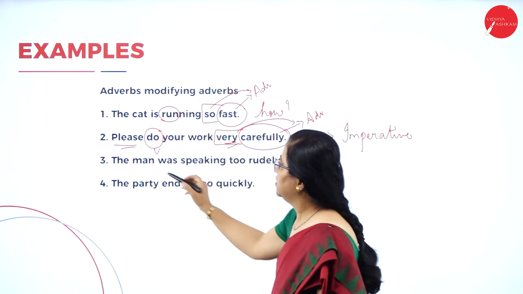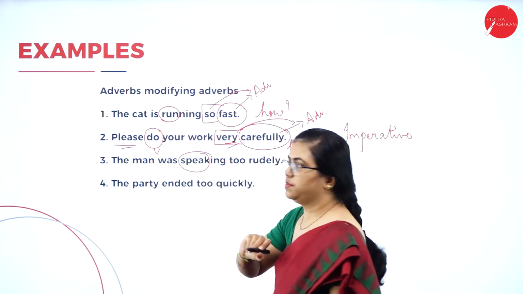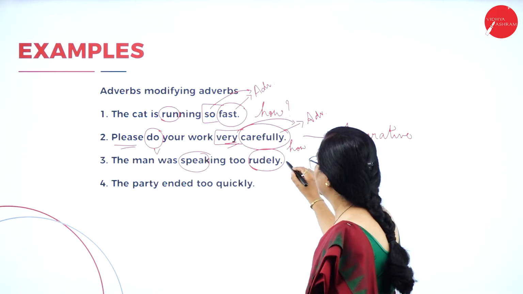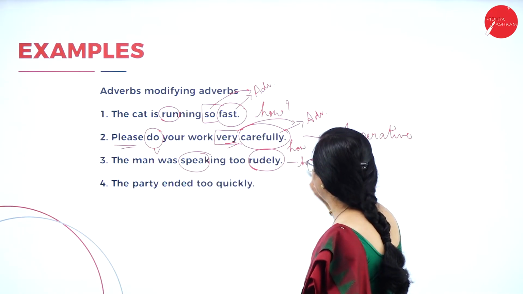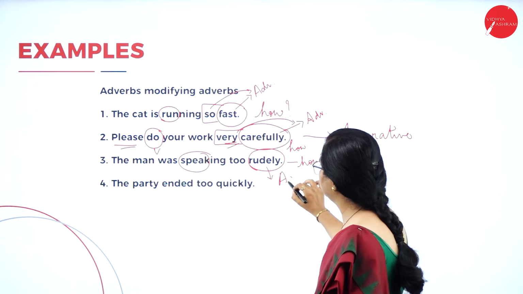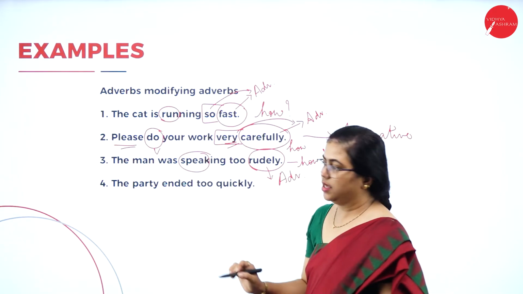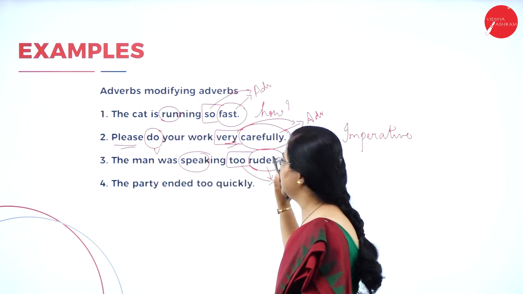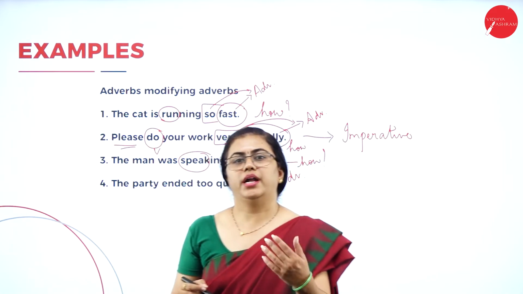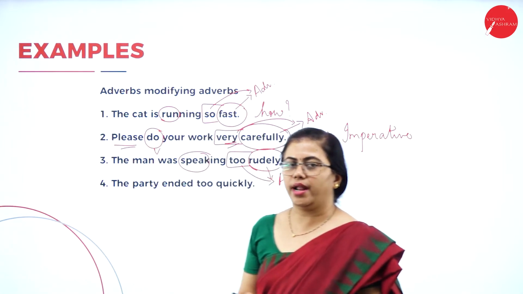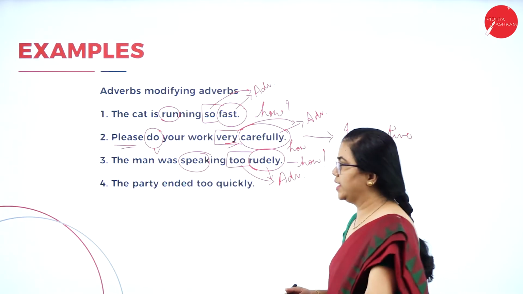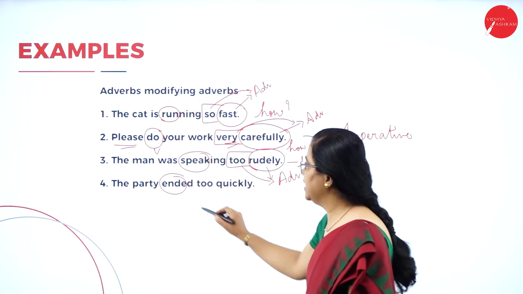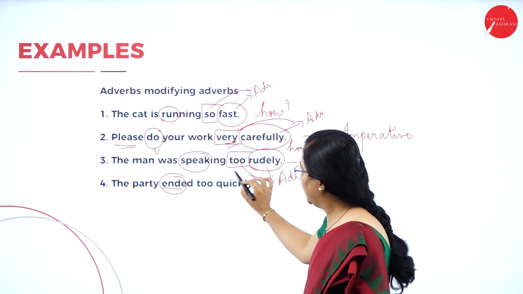Go to the next sentence. The man was speaking. Speak is the verb there. That is the action word. How was he speaking? Rudely. This becomes an adverb. So how rude was he? How much? It is too. So again, another adverb is describing this adverb rudely. Another adverb is modifying an adverb here already. So the next one, the party ended. End is the verb over here. How did it end? It ended quickly.